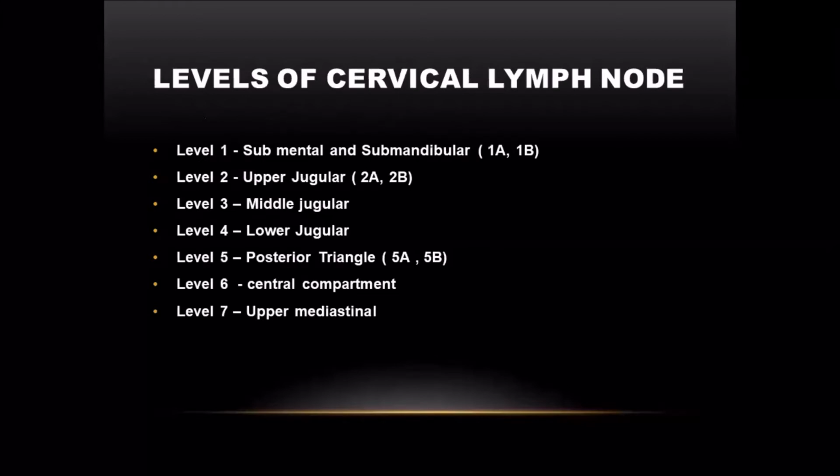As far as the anatomy of cervical lymphadenopathy is concerned, the levels of cervical lymph nodes are divided into 7 levels, and each level has separate sublevels which contain specific groups of lymph nodes. Level 1 includes submental and submandibular lymph nodes. Level 2, level 3, level 4 include the upper jugular, middle jugular, and lower jugular lymph nodes. Level 5 includes the posterior triangular lymph nodes. Level 6 includes the central compartment of neck. Level 7 includes the upper mediastinal lymph nodes.